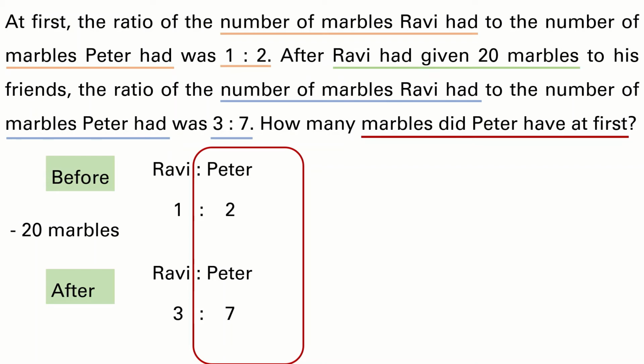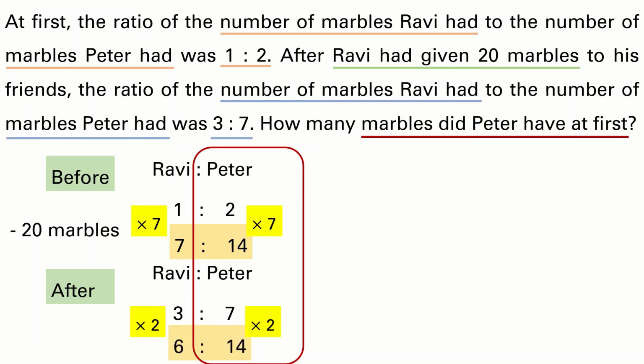So how to make them equal? You got to multiply by 7 for the ratio before and multiply by 2 for the ratio after, so that the number of units for Peter will become 14. So Ravi will be 7 units for before, and for after, Ravi's number of units will be 6 units, but Peter's number of units will be the same, 14 as well.